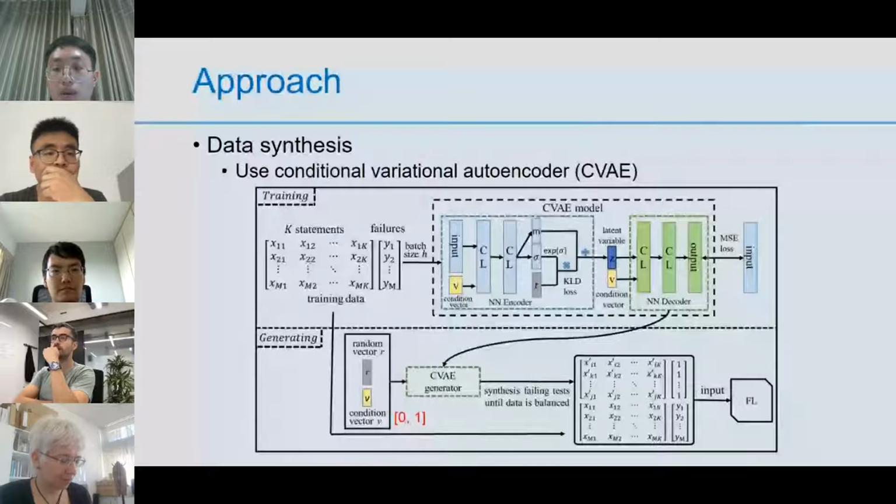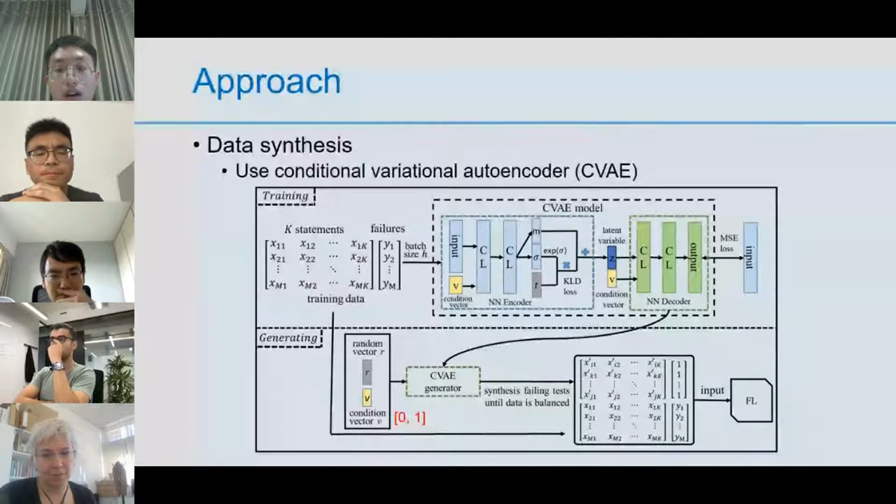The generating step will use the decoder part of the model, and the conditional vector is set to 1, 0, 0, 1, representing the failing test case. Therefore, we can synthesize failing test cases until the test suite is class balanced. Finally, ANIS takes training data and generated data as a whole for the next fault localization techniques, for example, SFL or DLFL.